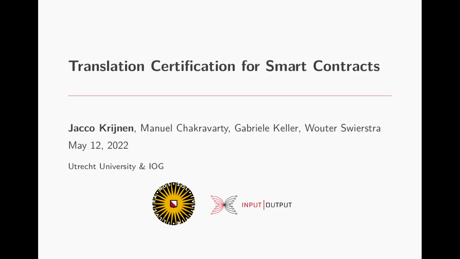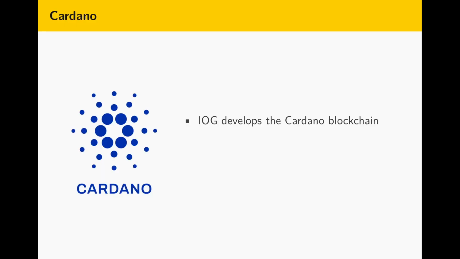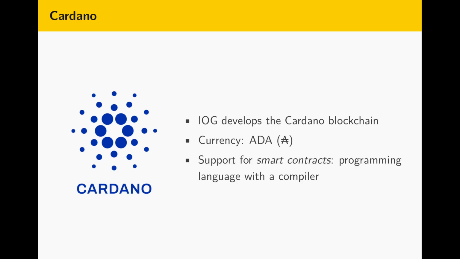My name is Jacco and I'm a second year PhD student at Utrecht University, and this project is a collaboration between Utrecht University and IOG. IOG is a company that develops the Cardano blockchain, and since it's a blockchain it comes with its own cryptocurrency called ADA. Interestingly, this blockchain has support for smart contracts, and that involves a programming language with a compiler.